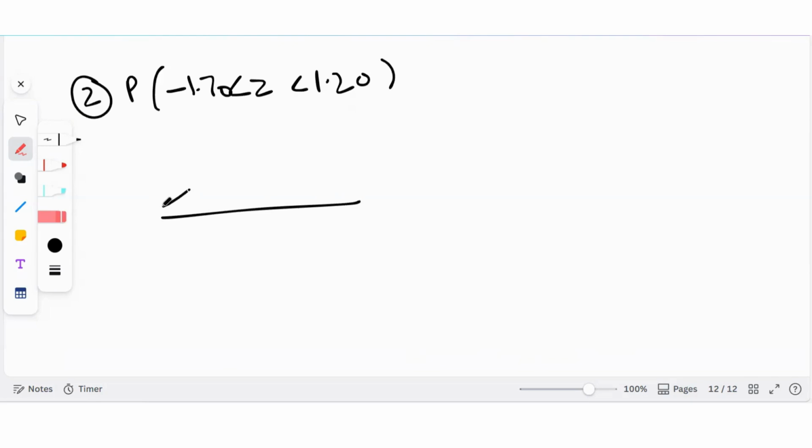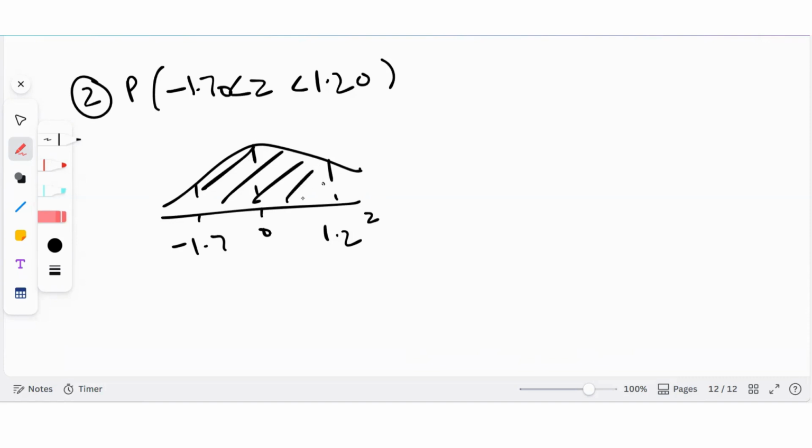Again, let's first graph this to see what this area looks like. So this is 0, this is minus 1.7, this is 1.2. We're interested in the probability z is between minus 1.7 and 1.2. So this area is the probability. Remember, area under the PDF gives us probability. So we're interested in the area under the PDF from minus 1.7 to 1.2.